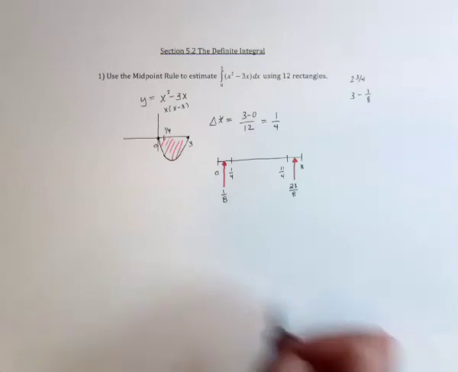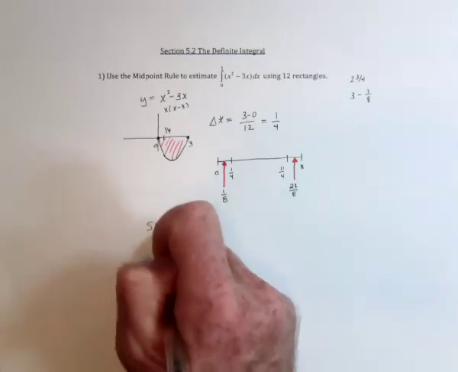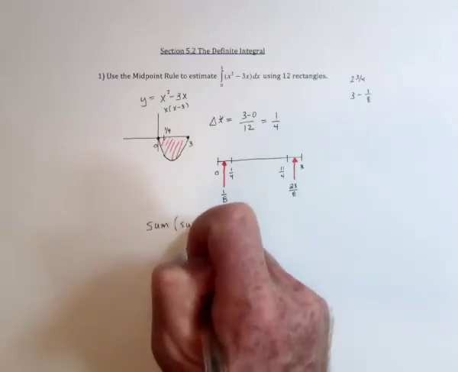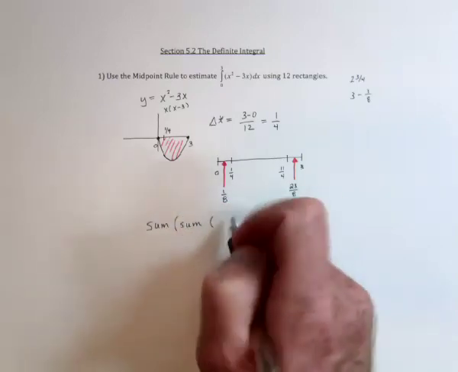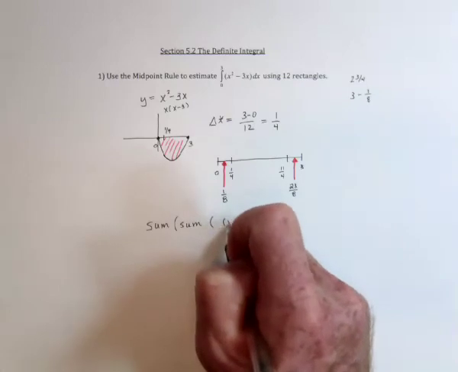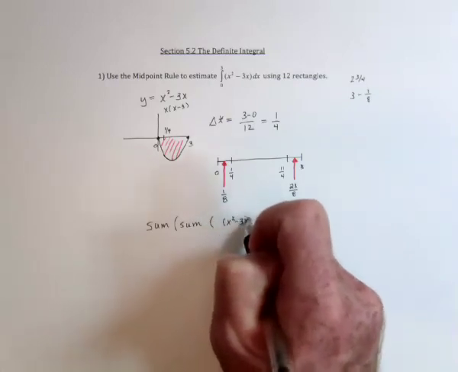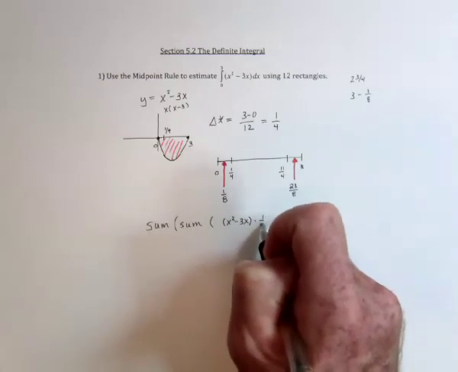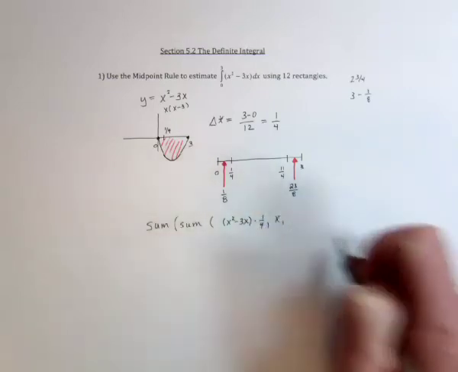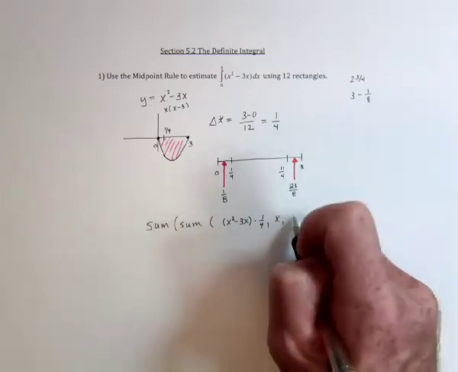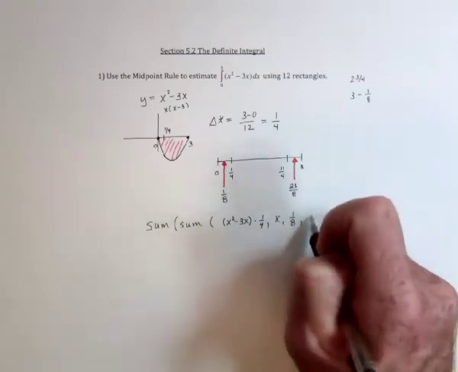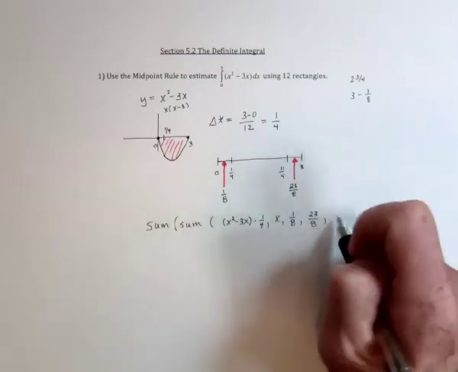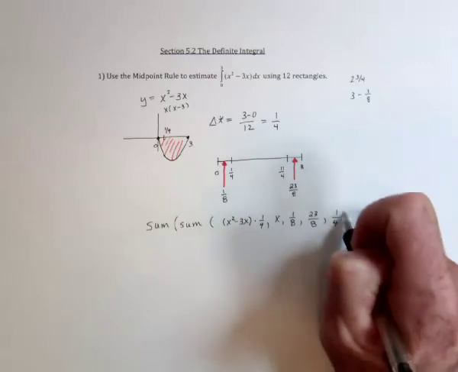And then we can find the area of those 12 rectangles using the calculator. Sum this sequence. So we need the function x squared minus 3x for the height times the width of each one, which is 1/4, delta x. Tell the calculator that x is the variable and where you want to start, where you want it to stop, and what the increment is, which is delta x.